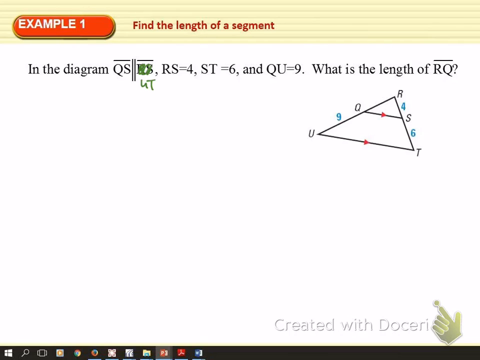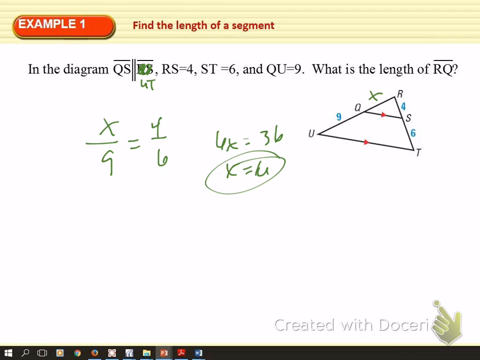Okay. Here's what the triangle proportionality theorem says. You'd want to write a rate proportion of x to 9 equals 4 to 6. Cross multiply. And x is 6. So the length of QR is 6.